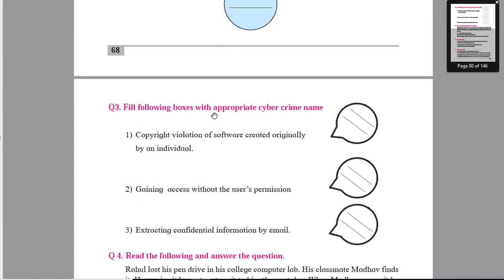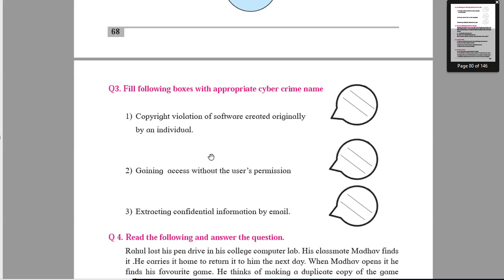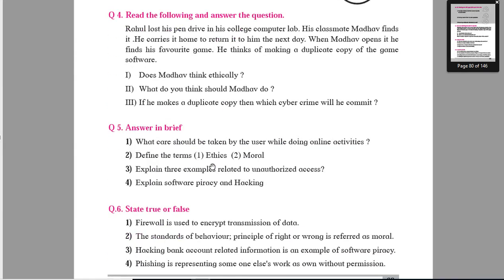Next, you all have to write the appropriate cybercrime name. Copyright violation of software created originally by individuals, what is it called? Gaining access without user permission, what is it called? Then it is called unauthorized access. Like that, you all have to write and solve these questions.